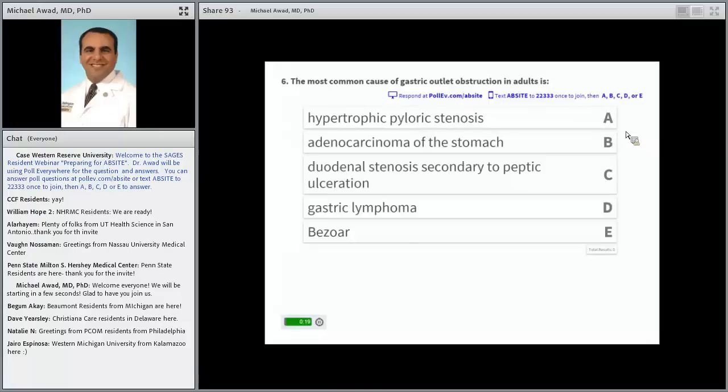All right, number 6. The most common cause of gastric outlet obstruction in adults is: hypertrophic pyloric stenosis, adenocarcinoma of the stomach, duodenal stenosis secondary to peptic ulcer disease, gastric lymphoma, or bezoar.